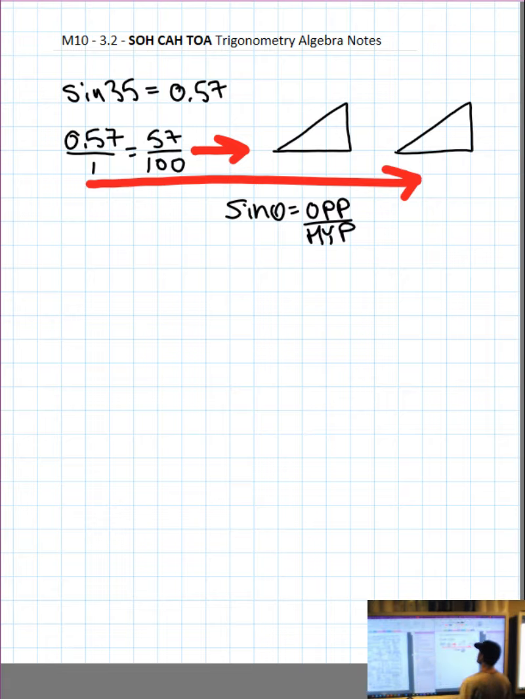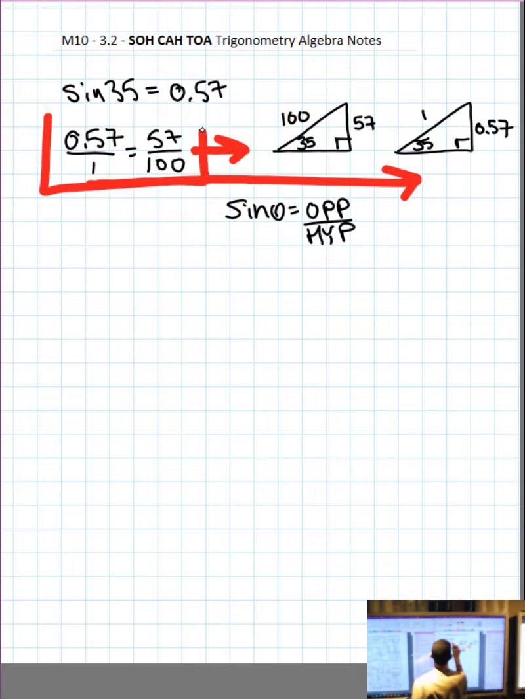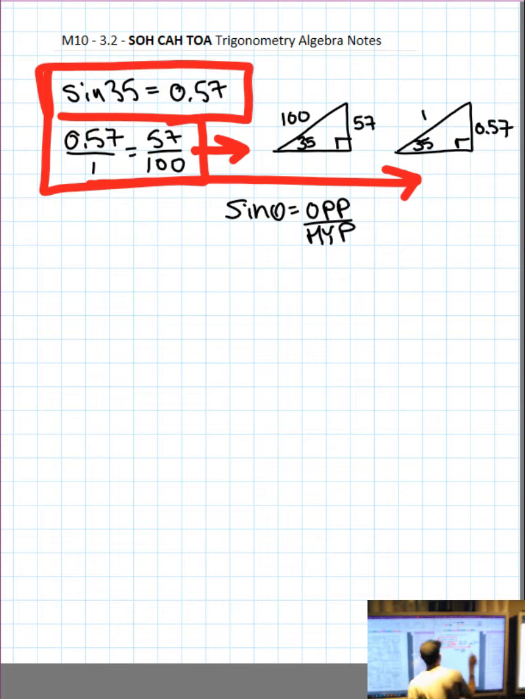And if we know that the sine of 35 in both of our right angle triangles, drawing your right angles, we have an angle of 35. And what are the opposites over the hypotenuse? So the second fraction, the opposite is 57, and the hypotenuse is 100. Or the opposite is 0.57, and the hypotenuse is 1. Just using these fractions. That's what sine does.